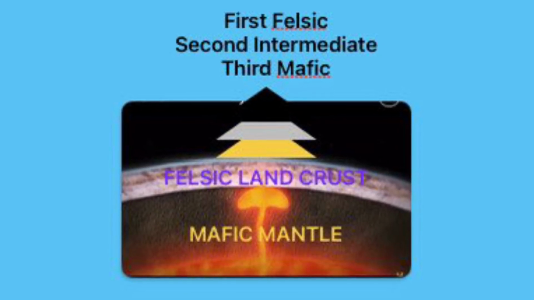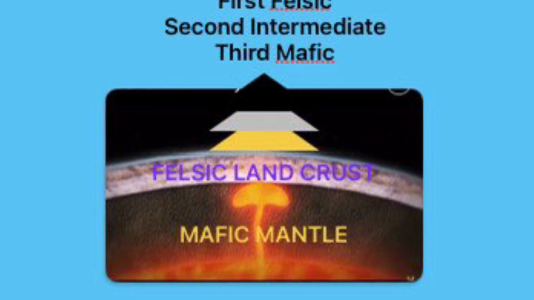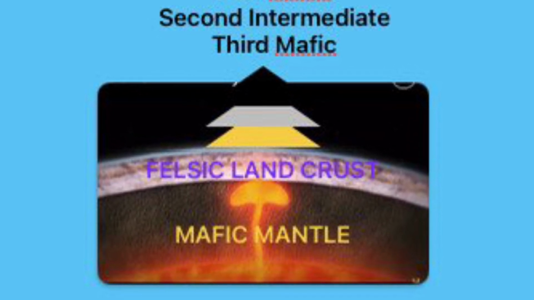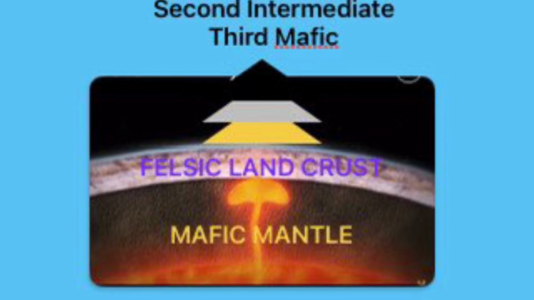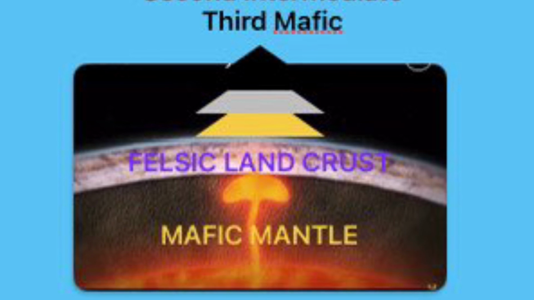Hey, rock buds, as you may figure out, all that hot magma has got to rise up through a big, thick hunk of land crust that's very felsic. Let's see what happens. As the mafic magma rises up through the land crust, some of it mixes with the felsic land crust to form intermediate and felsic magmas and lavas.